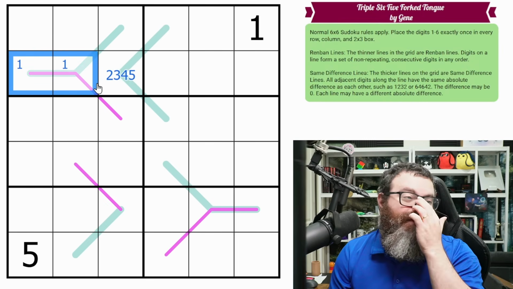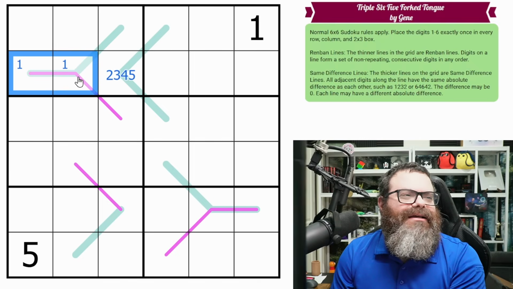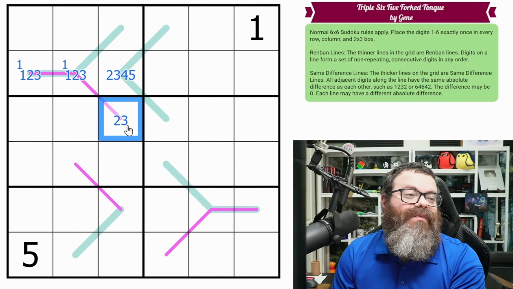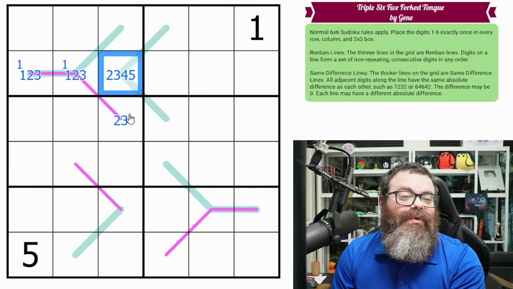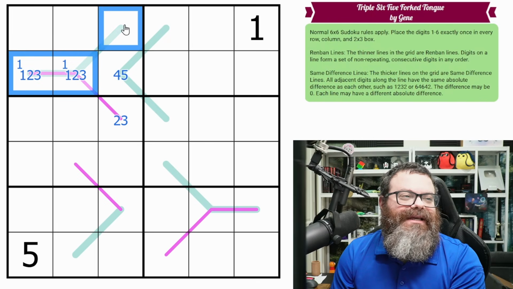Putting a 1 on here was important, because what that does is it means that this Renban is exactly 1, 2, 3. And this can't be the 1 because the 1's up here. And so this actually sees the 1, the 2, and the 3. So it's not 2 or 3 either, leaving just 4 or 5. Let's think about how this interacts with this now.